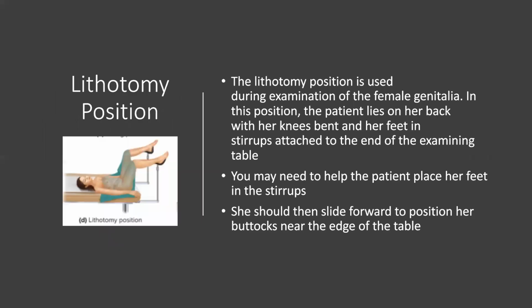The lithotomy position is used during the examination of female genitalia. In this position, the patient lies on her back with her knees bent and her feet in stirrups attached to the end of the examining table. You may need to help the patient place her feet on the stirrups. She should then slide forward to position her buttocks near the edge of the table.